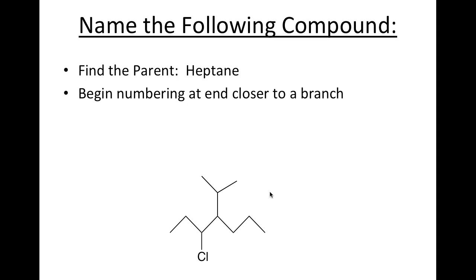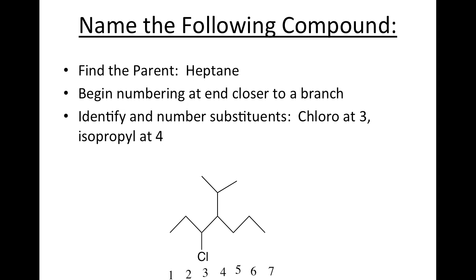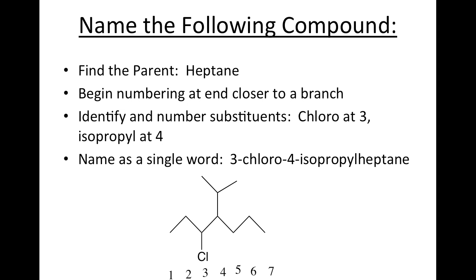Next step, begin numbering at the end closer to a branch point. Well, if you eyeball this molecule, the branches begin closer to the left side, so we're going to begin numbering at the left side. Third step, identify and number the substituents. Well, there's a chloro group at position 3 and an isopropyl group at position 4. Then name it as a single word. It gets named as a 3-chloro-4-isopropylheptane.